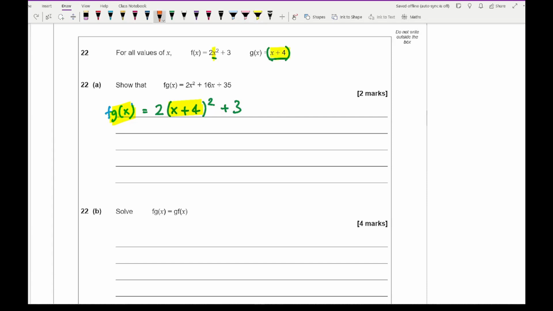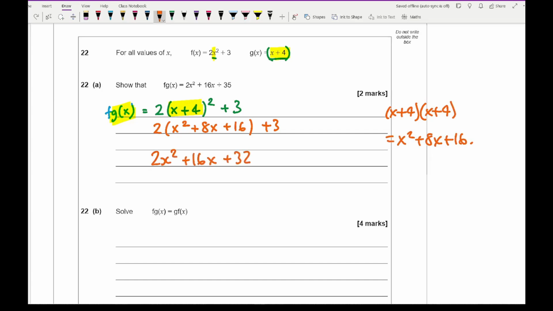Next thing we then need to do is simplify. Now recognize this is a double bracket question, so it's going to be x squared plus 8x plus 16, plus 3. I'll just quickly show you here. And that's going to be x squared plus 8x plus 16. And then we simplify this further, so I get 2x squared plus 16x plus 32 plus 3, giving me a final answer of 2x squared plus 16x plus 35, which is what they wanted me to show.